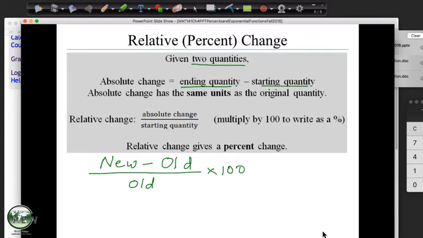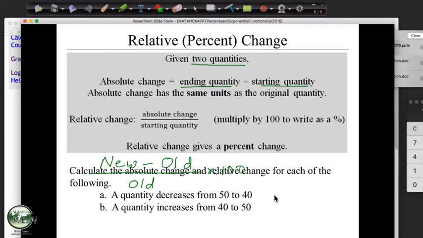Let's go ahead and calculate these. So quantity decreases from 50 to 40. Which one is the new, which one's the old? From 50. From is what we have. Yeah, so it's the older. This is why it's easier. We went from that, so that's the older one. This is the key part. And then 40, so that's the new one.